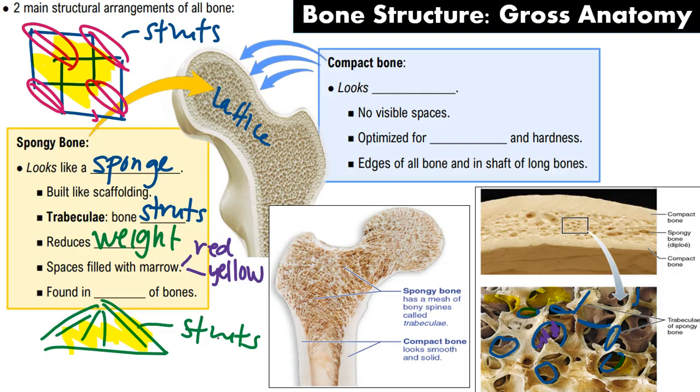Now, normally with spongy bone, you are going to see that in the middle of the bone. What does that mean? That means if I took a short bone and did a cross section, or a slice of it, then in the middle of it, I will find all of this spongy bone and this little lattice structure. The only main exception is going to be long bones.